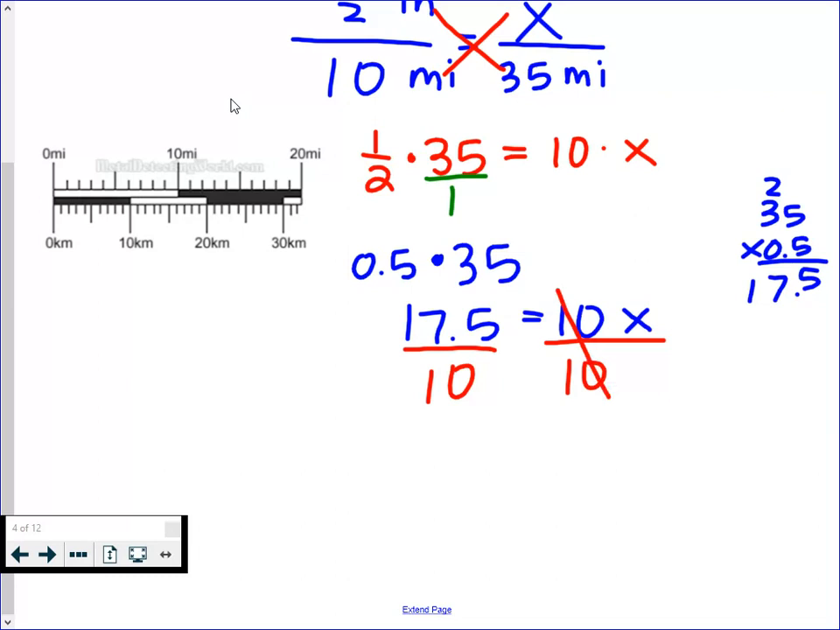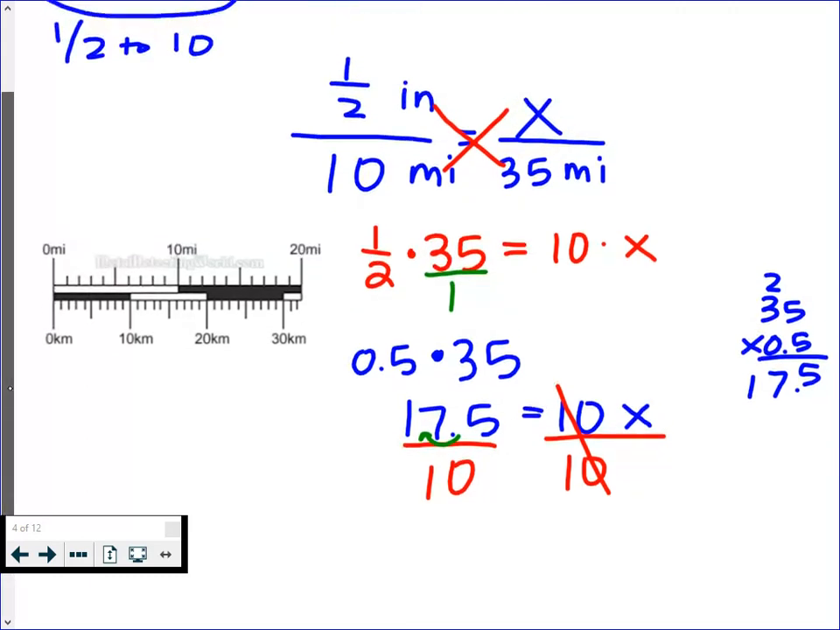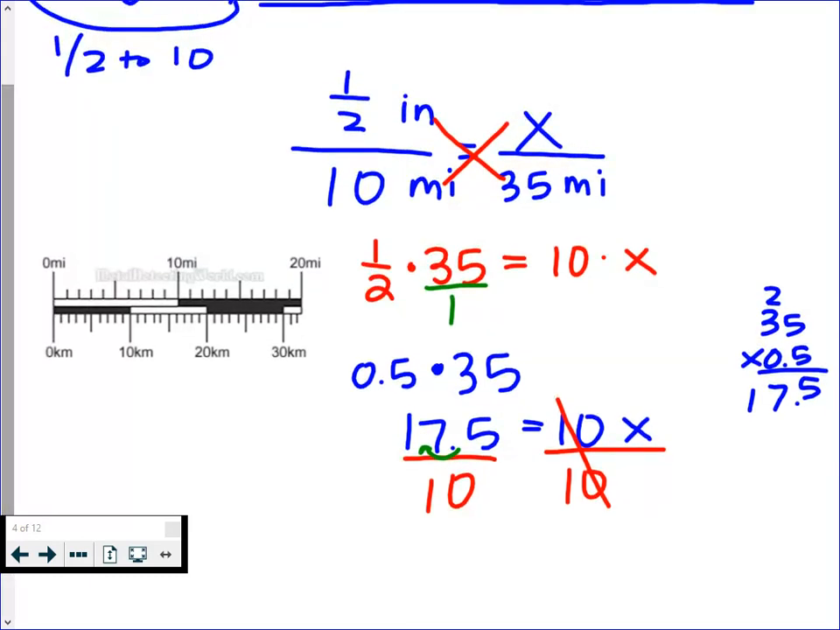If you would like a shortcut for dividing by 10, and there are no zeros, your shortcut is go left once. That's the shortcut for dividing by 10. So on the map, 35 miles would be 1.75 inches. 0.75 is like 3/4 inches. Just depends on your preference. Do you like 0.75 or do you like 3/4? Same thing.